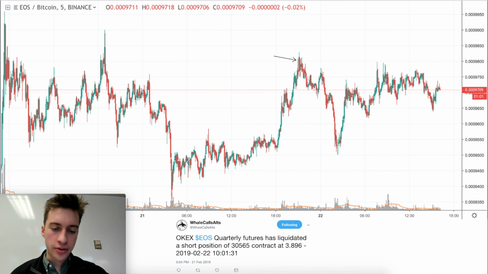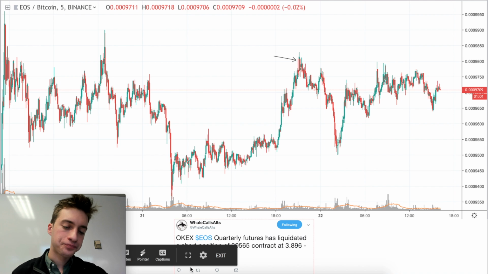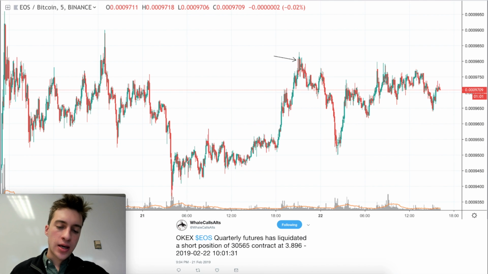So notice here that 9:04 p.m., 21st of February. That's at the very bottom in the gray, right here. Ignore this. This is the local time that they're putting. We could see that 30,565 contracts at 3.896 on EOS. Now, you can see here that I'm looking at EOS Bitcoin and not EOS USD.